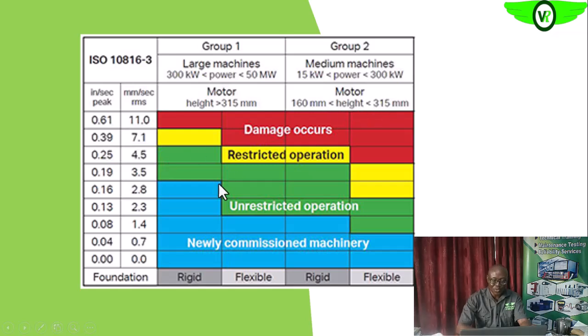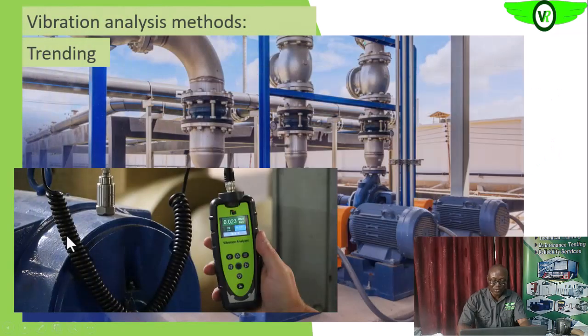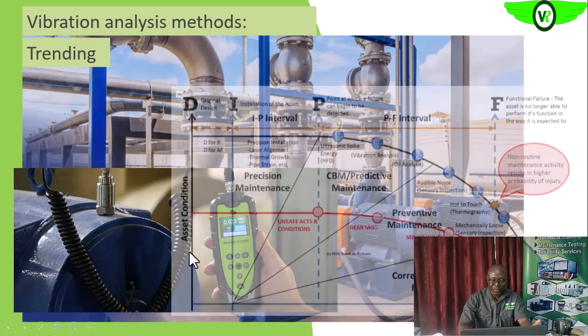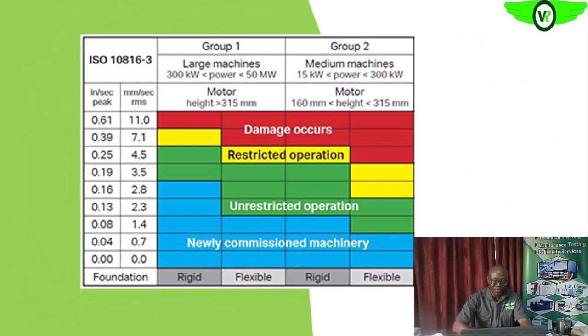So now when you go to the field and get your information with this handheld meter, what will happen next is for you to compare that information with what you have. Assuming you have 2.5 millimeter per second, that means it falls within this area.